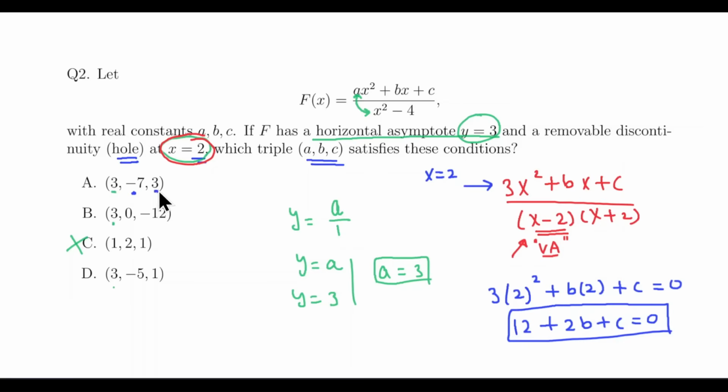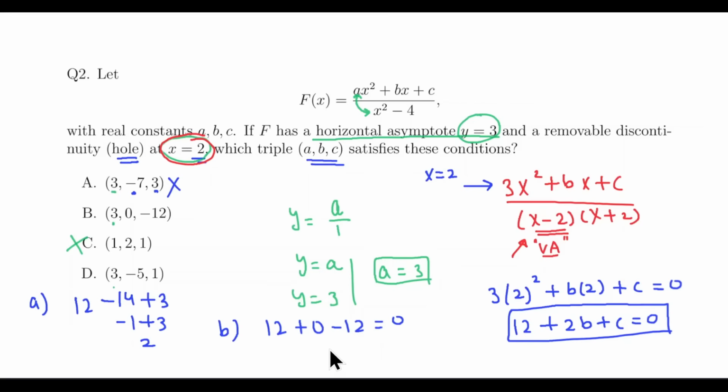Option A is -7 and 3. So if I check option A, if I replace b by -7, so -14, and c is 3. Is this giving me a 0? -1 plus 3. Well, that's not a 0, that's a 2. So A is gone. B is giving me, I believe, 12 plus B is 0 and -12. I think we have a winner, right? I'm getting 0 equal to 0, so that should be the correct choice.